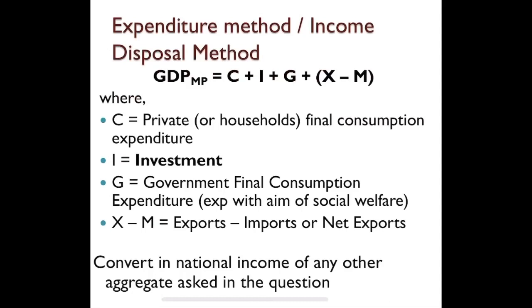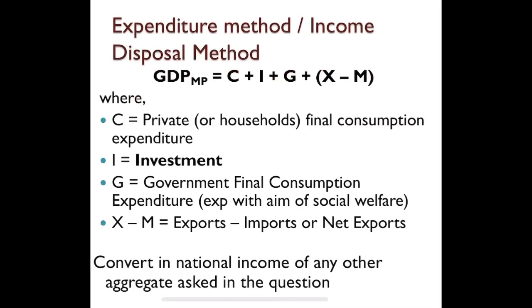C is for households, I is investment or capital formation, which means by the producers, G is by the government, X minus M is exports minus imports, which means rest of the world. So I am talking about the same thing which we discussed in circular flow of income. I will take this equation ahead in the next chapter as well.